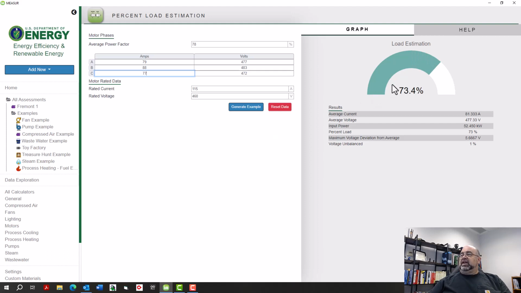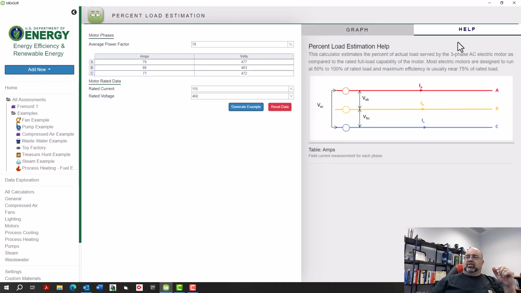Well, you'll notice that as I changed each of that, I've got a 1% voltage unbalance, I've got a deviation from average, I've got 73% load, I've got my input horsepower, or my input kilowatts, I should say, at 52.45 kilowatts. So if I'm estimating this, I can then go back to the machine and see what I have actually measured there, et cetera. And then it's compensating for the average voltage and current. So this is my next step. If at any point I get confused or Howard didn't tell me enough stuff, I can click on help and it's going to give me an overview.